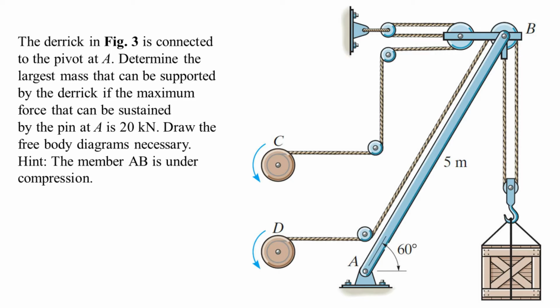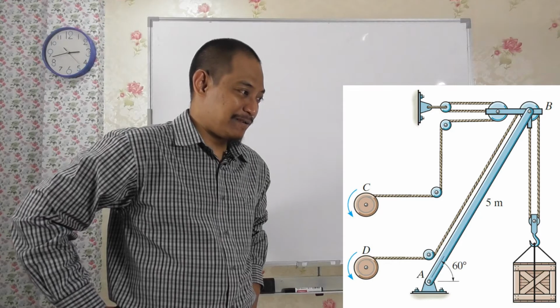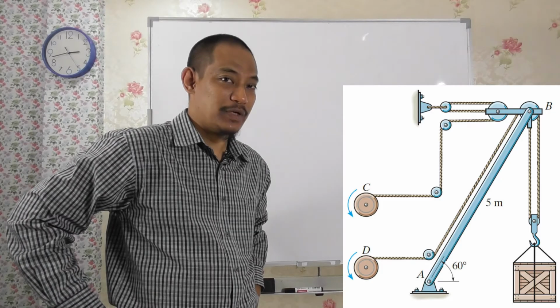You have the diagram on the right, and then the question says, the director in the figure is connected to a pivot at A. Determine the largest mass that can be supported by the director if the maximum force that can be sustained by the pin at A is 20 kilonewton. Draw the free body diagram necessary. Hint, the member AB is under compression. That should give you a way, right?